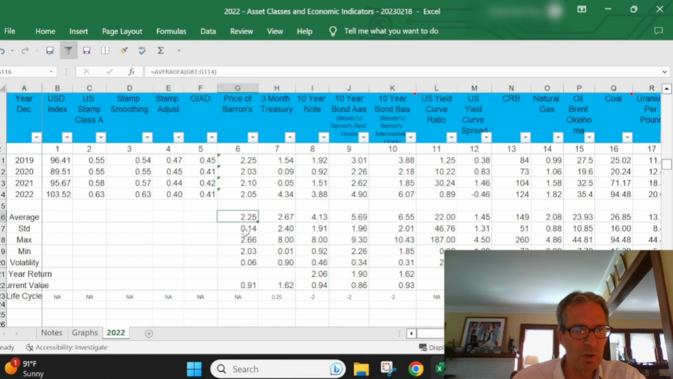You'll have averages, you'll have the standard deviation, you'll have the max, the minimum, volatility, and if pertinent, you'll have the yearly return, and then the current value. So this is basically just the value. What was the change between this year and last year? Year return, right?